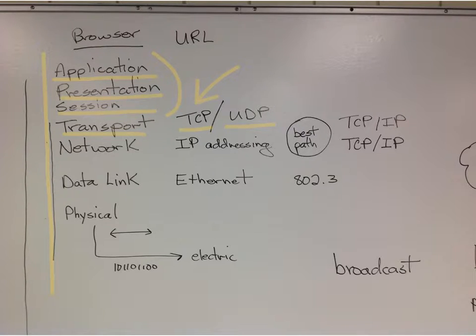With TCP, we're going to make sure all the packets get there. With UDP, we're just going to stream them and hope they get there. This works good for video, this works good for browsing the internet, plus lots of other things. Network layer, we just started talking about. We got an IP address there, and this is best path. The next session, we talk more about TCP/IP.